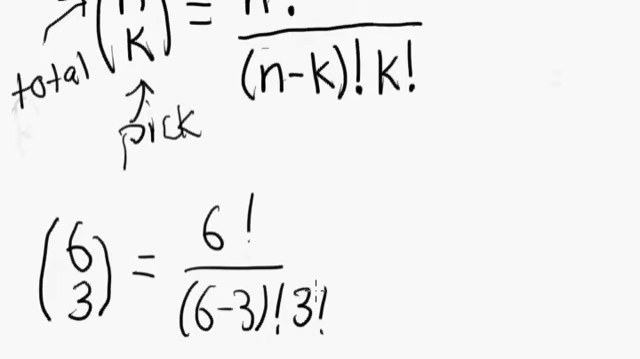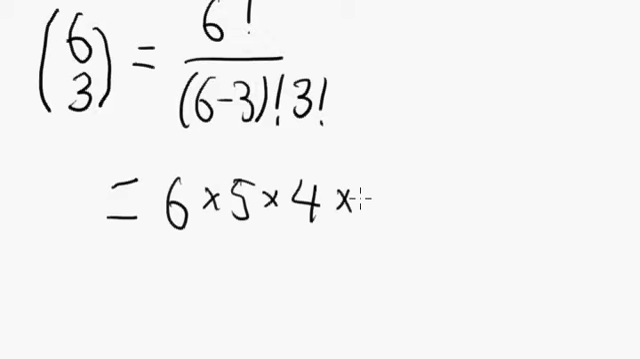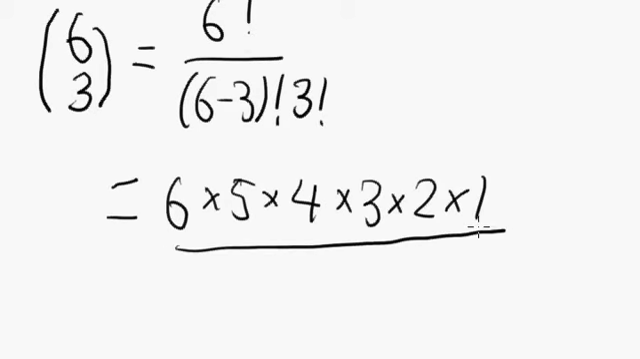And we can go ahead and just expand this out. Factorials are really easy to cross out things top and bottom. So let's go ahead and see how that works out. So we have this, just a definition of a factorial, and then 6 minus 3 is 3 factorial, so I'm just going to go ahead and write that out, times another 3 factorial.